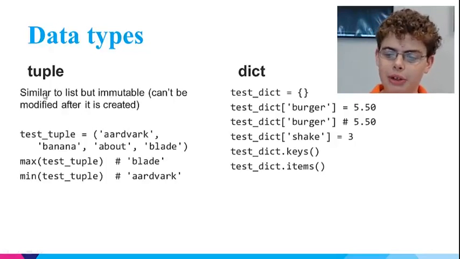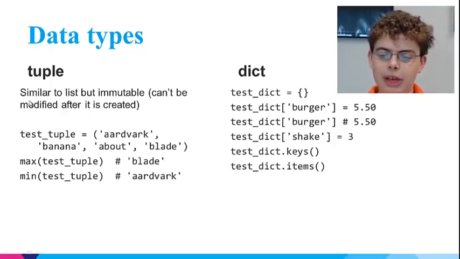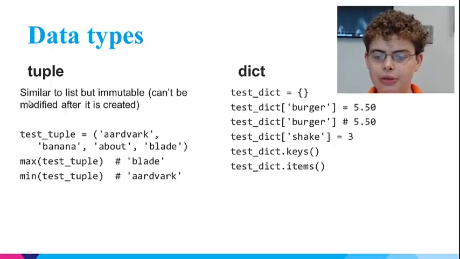Here we define burger to be $5.50, so the sample cost of a burger, and shake to be 3. However, if we were to do test dict of burger, we'd then return the value which we stored under burger, which would be $5.50. So you can find values in a dictionary simply based on their key.